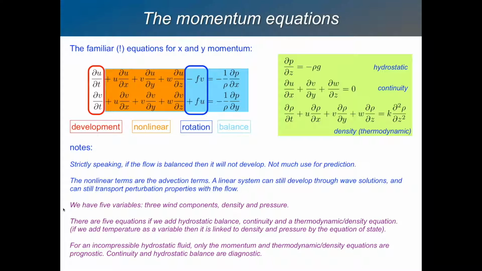So what are our 5 variables? U, V, W, the 3 wind components or current components, and then density and pressure, okay? So we've got 5 variables, we need 5 equations. And there we have 5 equations. We've got 2 prognostic momentum equations, a diagnostic hydrostatic equation, there's no development in that equation, a diagnostic continuity equation, conservation of mass, and a prognostic equation for density, okay? Which might well just be the conservation of density, but it's still a prognostic equation.